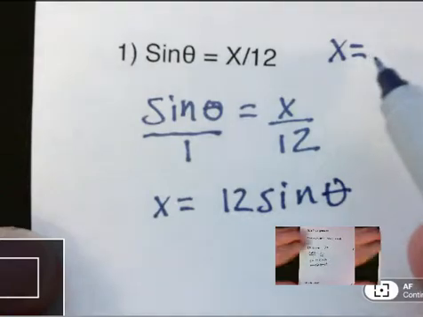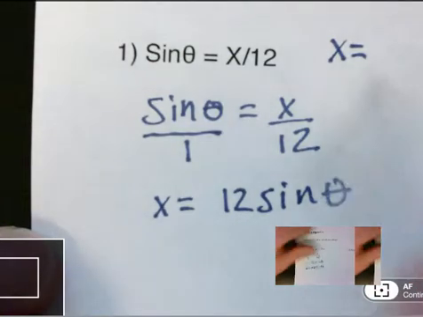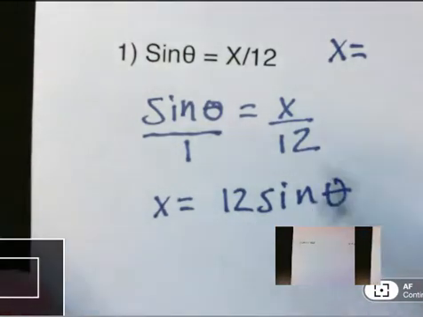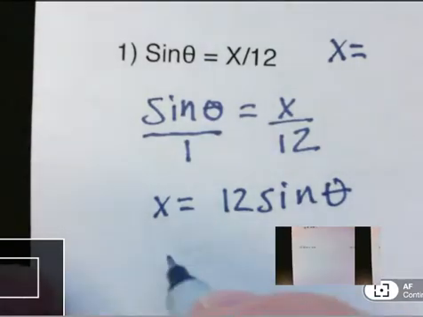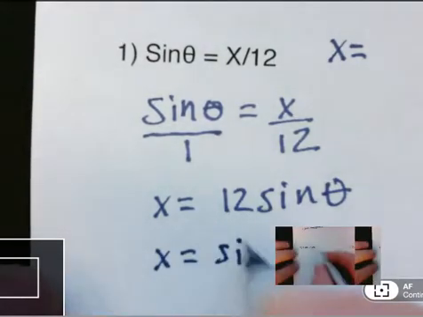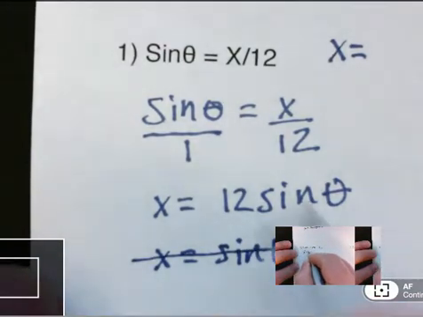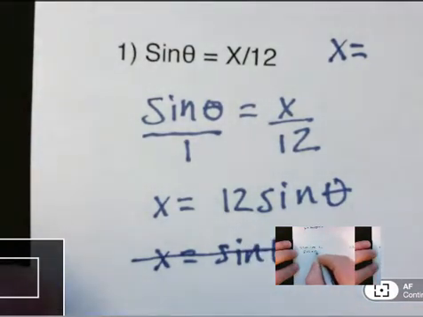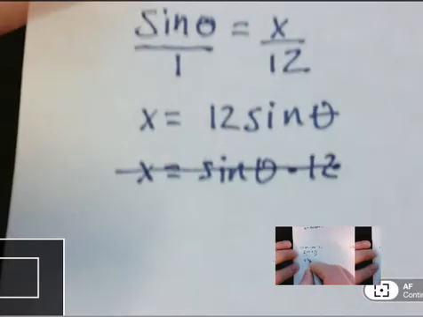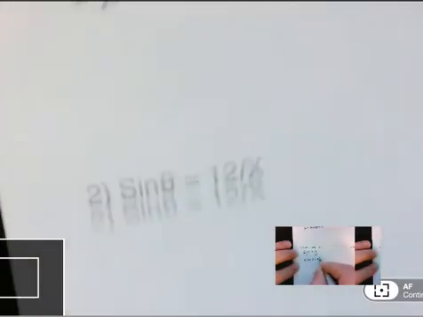The second question we have is to again solve for x. So we end up with an expression x equals. We'll follow the same process of writing it as a fraction, putting sine theta over 1, and now we can cross multiply to get x sine theta equals 12.